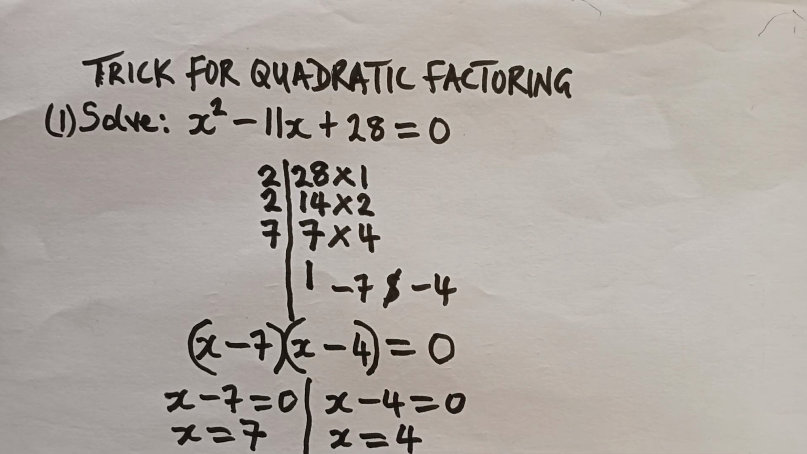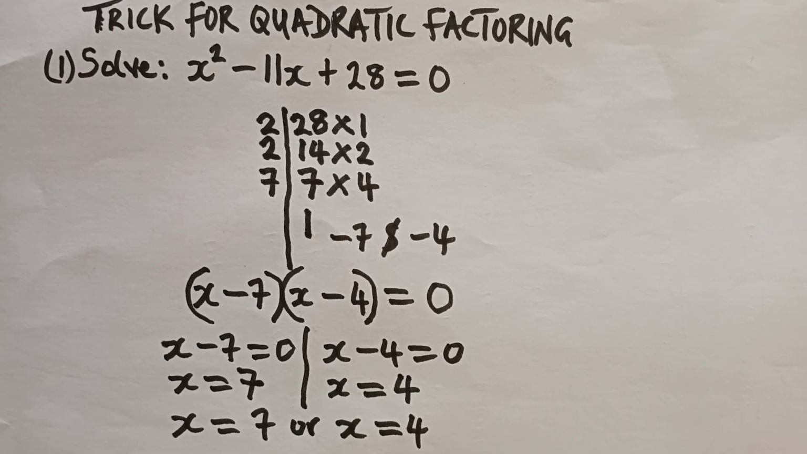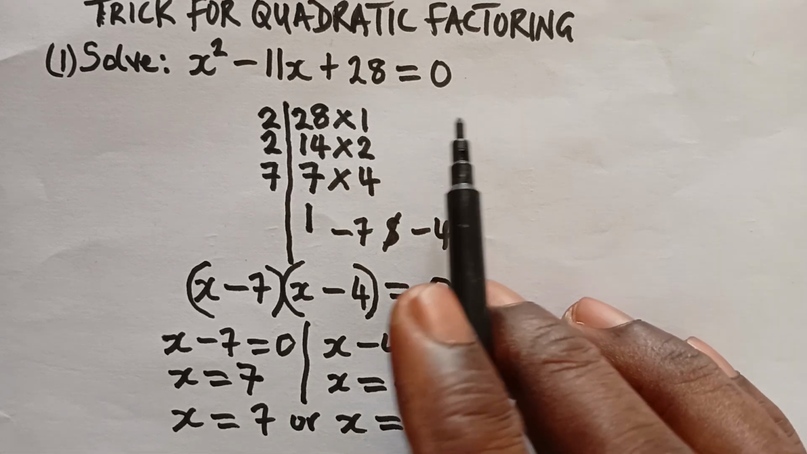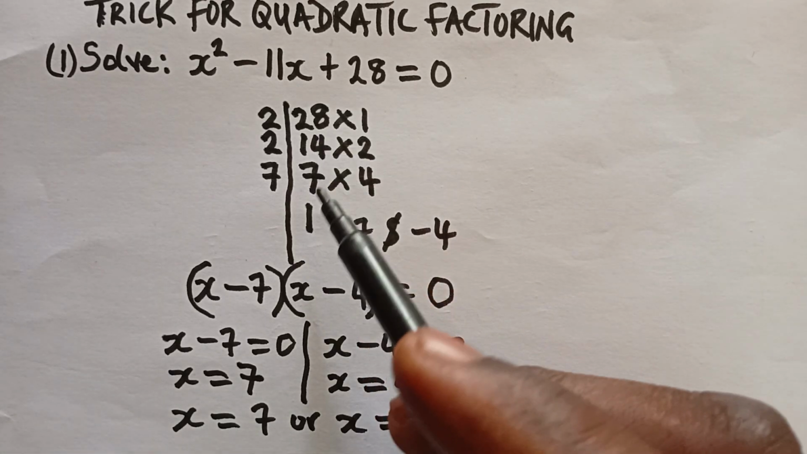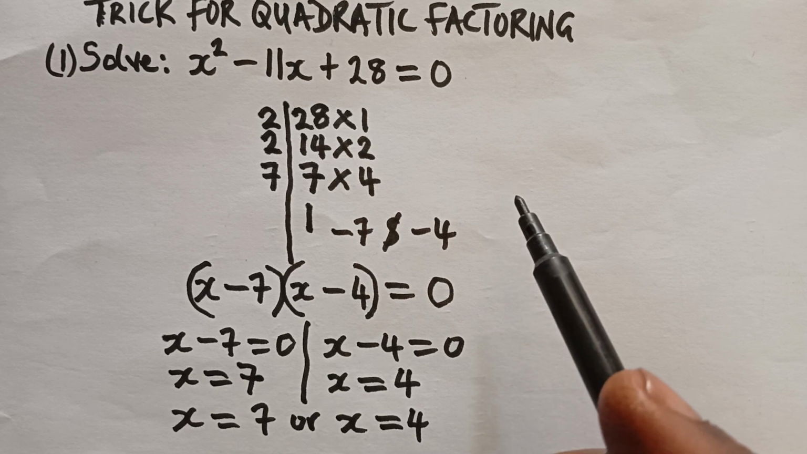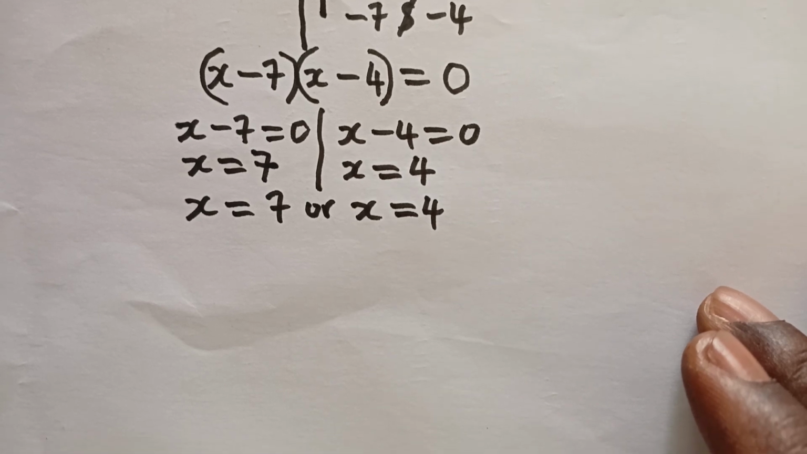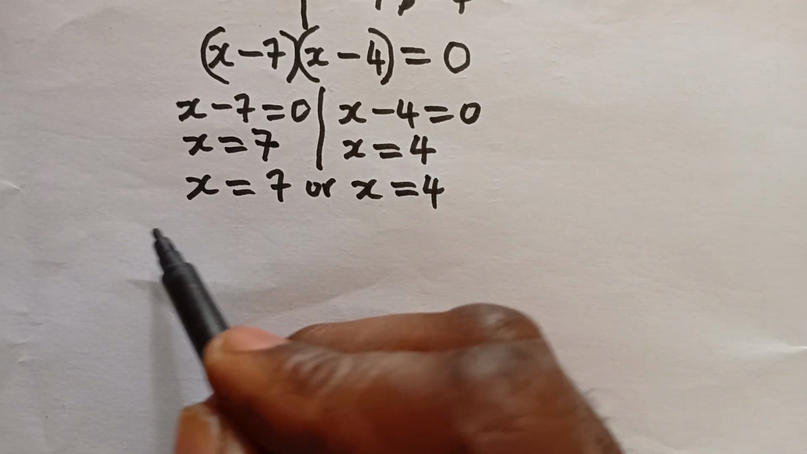So we can conclude by saying x is equal to 7 or x is equal to 4. So you can see that. Our conclusion is x is equal to 7 or x is equal to 4. So that is the final solution to the quadratic equation that we just solved. This method helps us to get factors easily without any confusion. Let's try out another example and see how this one will be done. So I'm going to say question 2 here.